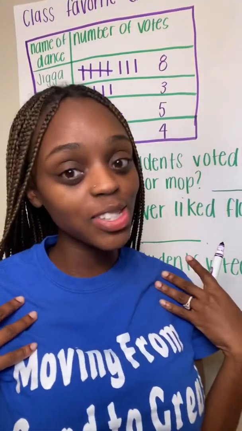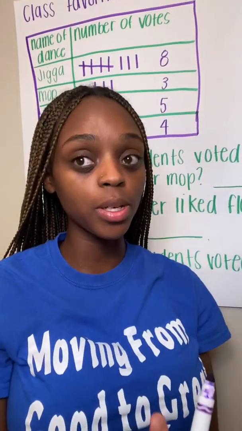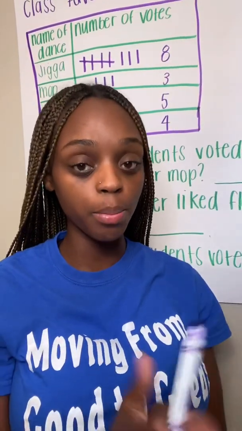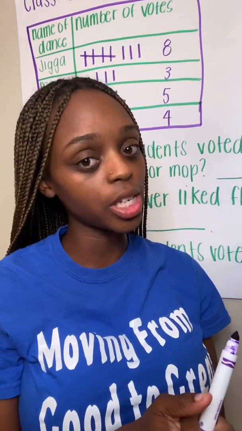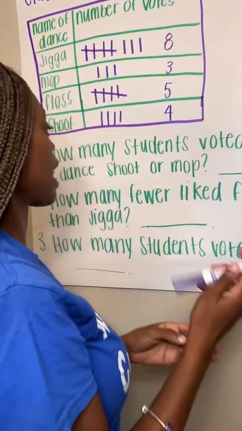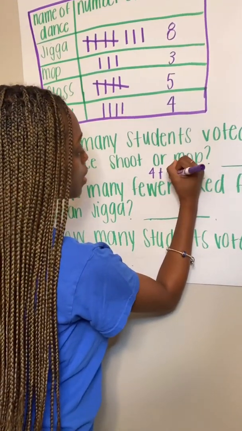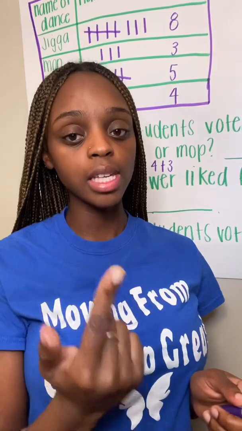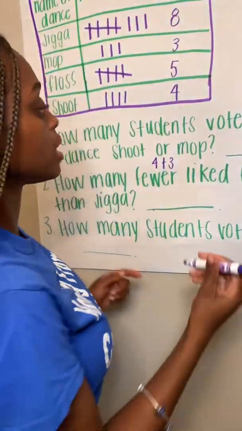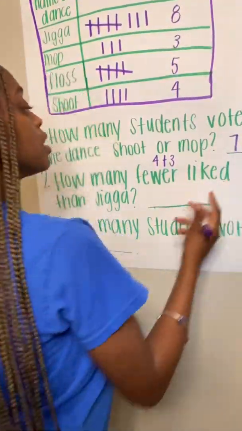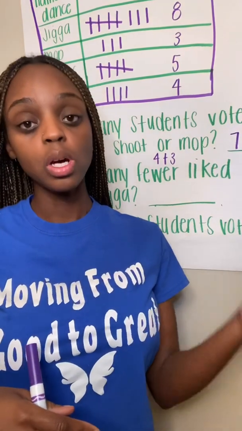We know that 4 people voted for shoot and 3 people voted for mop. And since I just told you that we have to put those 2 numbers together, that means that we should add. So I am going to add 4 plus 3. You can count on: 4, 5, 6, 7. So that means 7 students voted for shoot or mop.